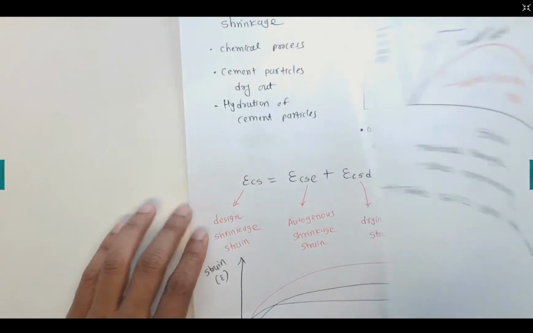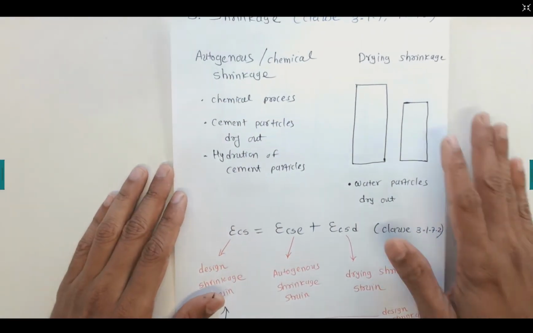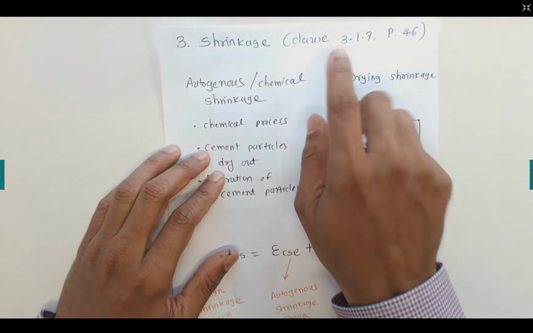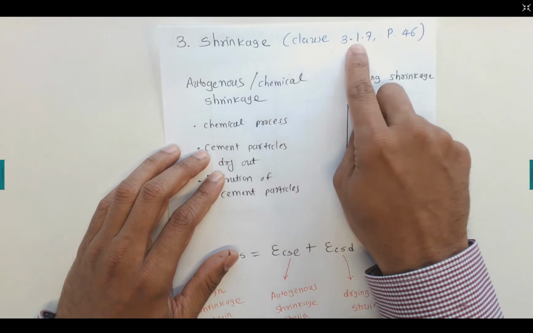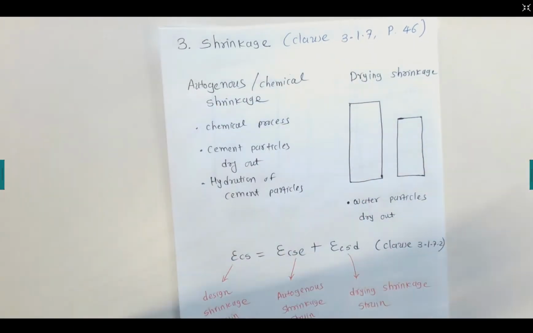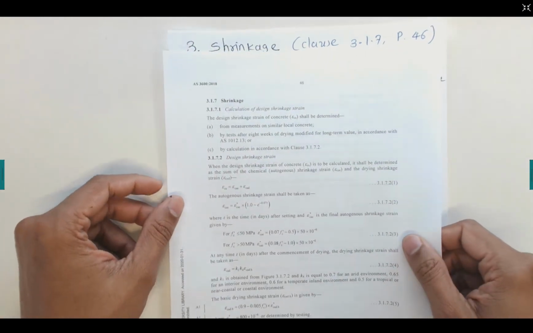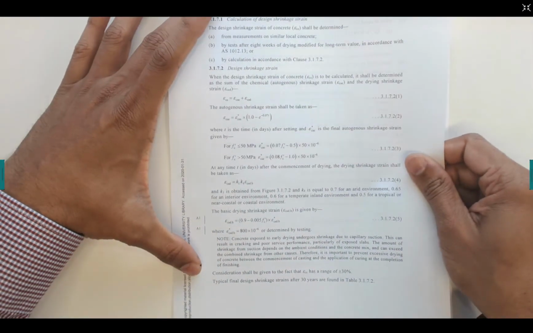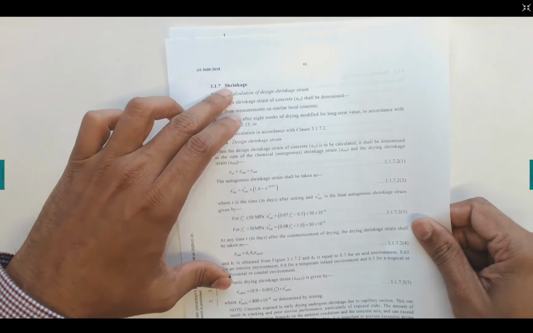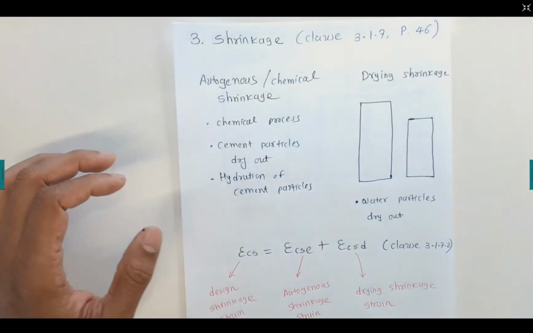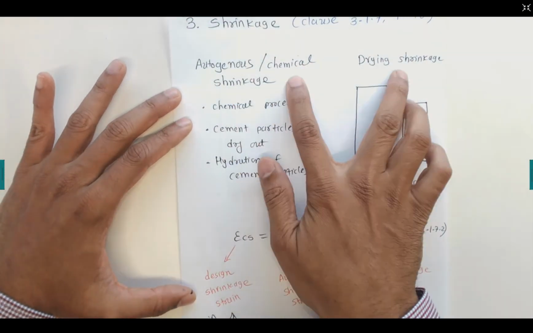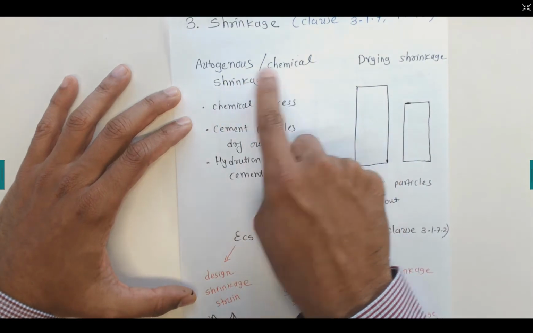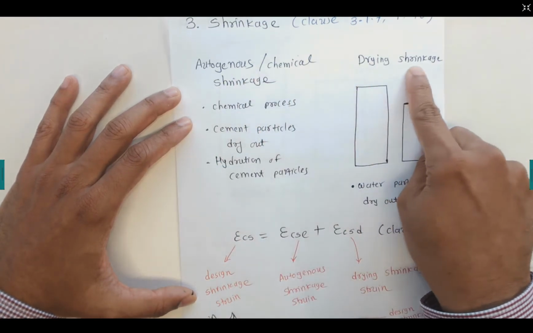Now let's talk about shrinkage, number 3. Shrinkage has two kinds. It is given in clause 3.1.7 on page number 46. On page number 46, there is a whole page talking about calculating the shrinkage strain. Shrinkage has two types: one is autogeneous or chemical shrinkage, and the other is drying shrinkage.